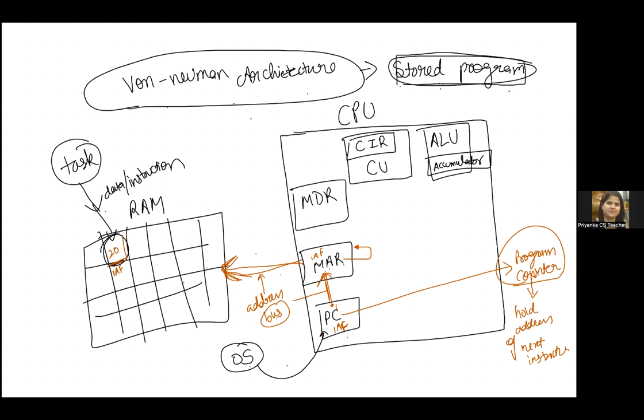Once the MAR sends this address to the RAM, we locate where we have this address. Once we find this address, the data bus will send the data to the MDR. So this is the data bus. The data bus is a physical component which sends data from primary memory to the memory data register.